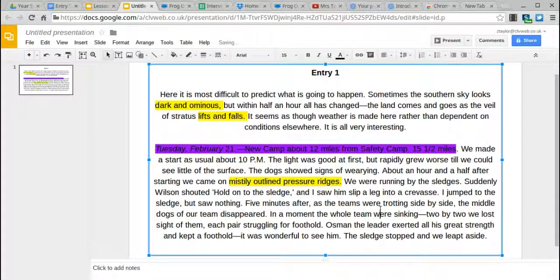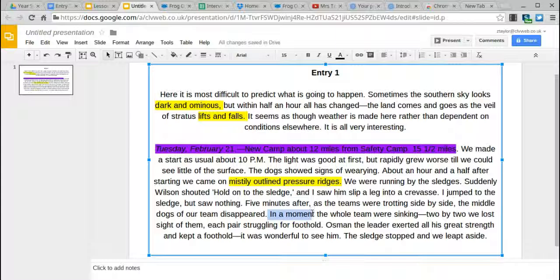We were running by the sledges. Suddenly Wilson shouted, "Hold on to the sledge," and I saw him slip a leg into the crevasse. I jumped to the sledge but saw nothing. 5 minutes after, as the teams were trotting side by side, the middle dogs of our team disappeared. In a moment, the whole team were sinking.